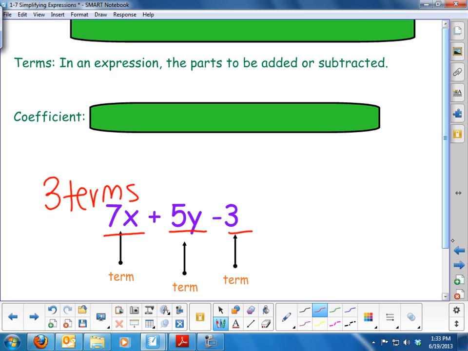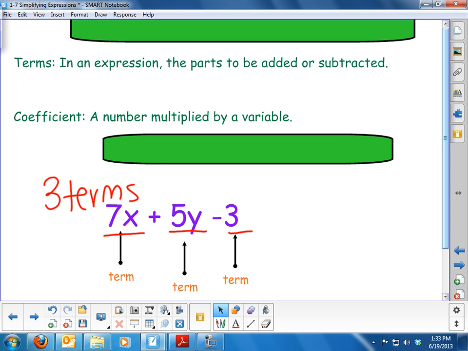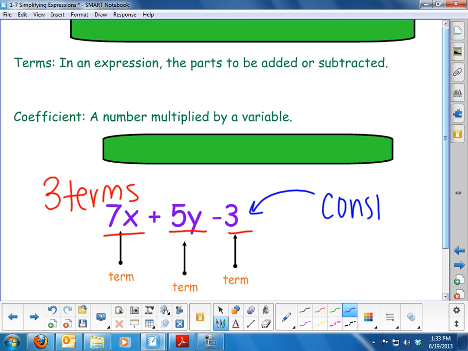A coefficient is a number multiplied by a variable. So you cannot have a coefficient if you don't have a variable. This 3 right here, for example, has no coefficient in that term because there's no variable part of that term. There's no letter. So the 3, we just call that a what? That is our constant, remember, a value that does not change.